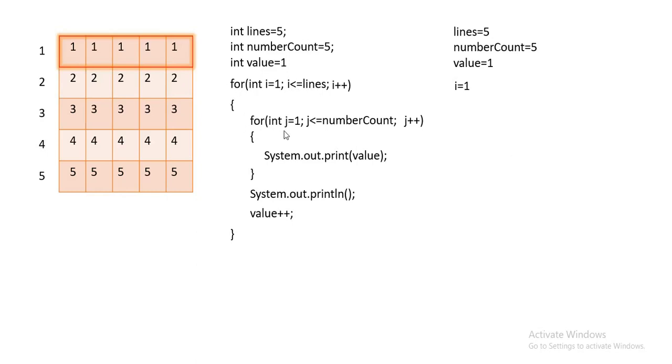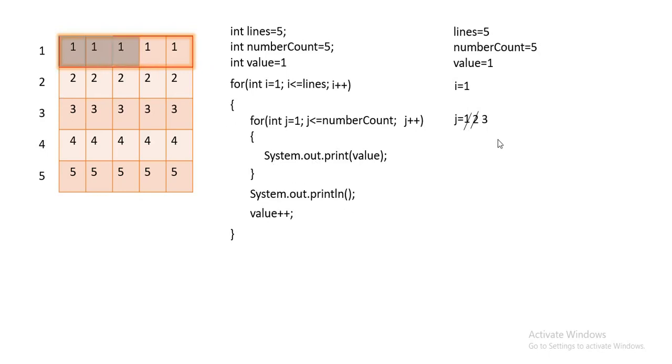So come to this for loop, int j equal to 1. j less than or equal to number count, 1 less than or equal to 5. So print 1. Then go back to j++. j becomes 2. 2 less than or equal to 5. So again print this value variable, value stores 1, so print 1. Then j becomes 3. 3 less than or equal to 5. So again print 1.